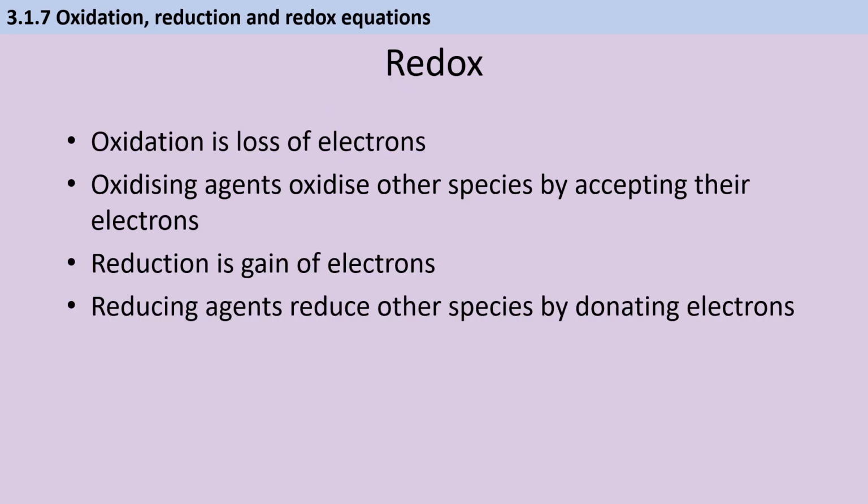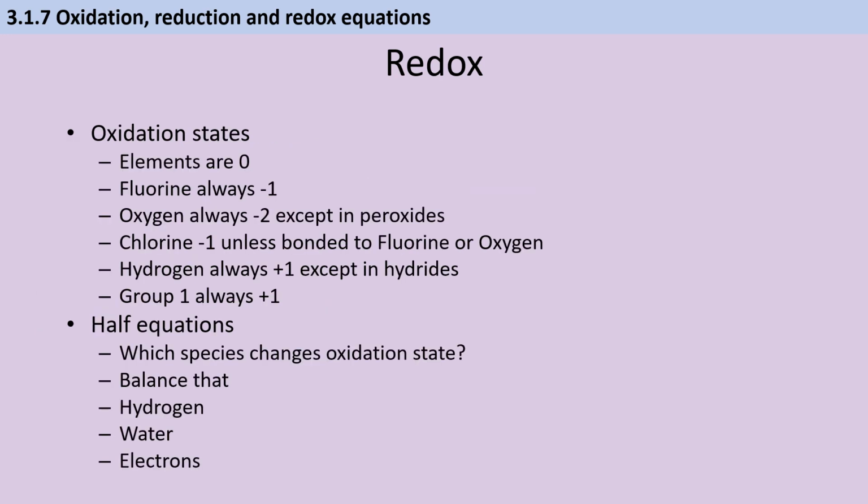Your final physical chemistry topic for this paper is redox reactions. So you know from GCSE, you've remembered that OIL RIG is a thing, so oxidation is loss of electrons and reduction is gain of electrons. But we now learn in year 12 that oxidizing agents oxidize other species by accepting their electrons, and reducing agents reduce other species by donating their electrons. Oxidation states are a numerical way of representing how electrons move within redox reactions.